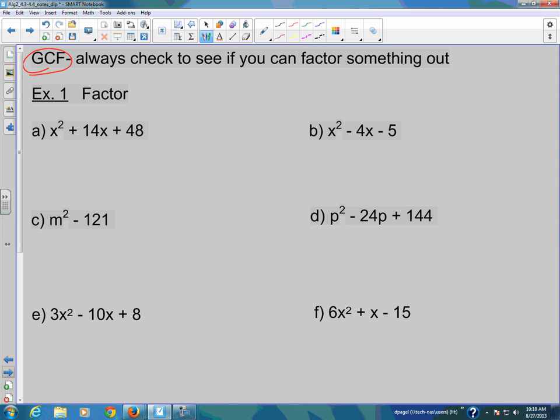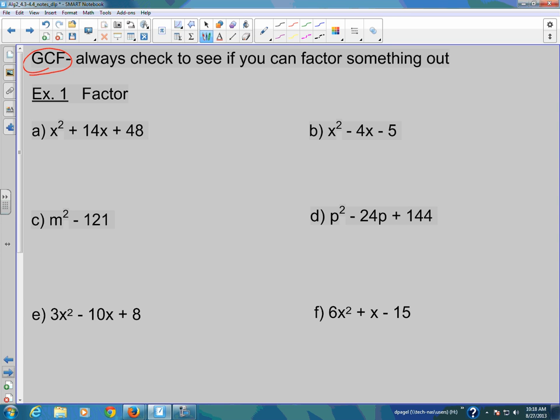Oftentimes, factoring out the greatest common factor might help us in reducing our trinomials. So we're going to go pretty quickly through this, and I'm just going to run through these. If you want to try them right now and then come back and check the answers, you might want to pause the video and then come back and see the answers in just a second. So here we go. Our first trinomial: x squared plus 14x plus 48.